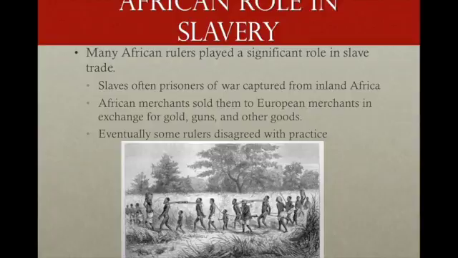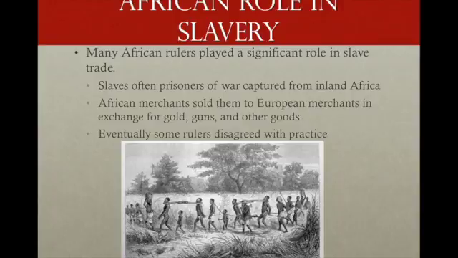Manufactured goods from Europe would be brought down to Africa and sold to the Africans for slaves, and then they would be shipped across the Atlantic Ocean. Eventually, after a couple hundred years, some of these African rulers started to figure out that this is probably not a good thing for the African continent and started to fight against the slavery.